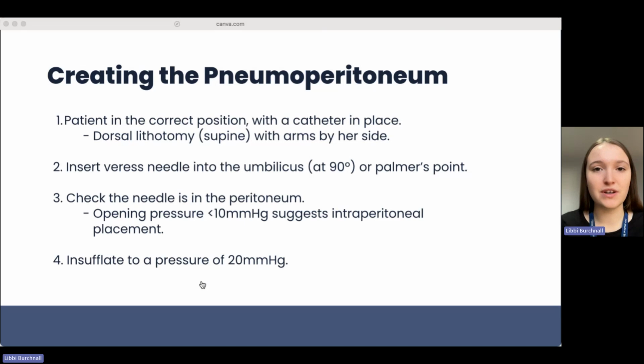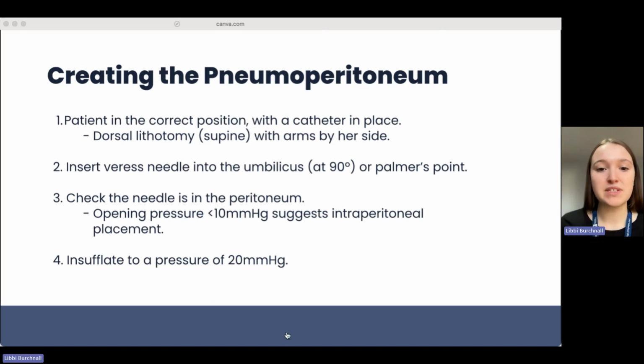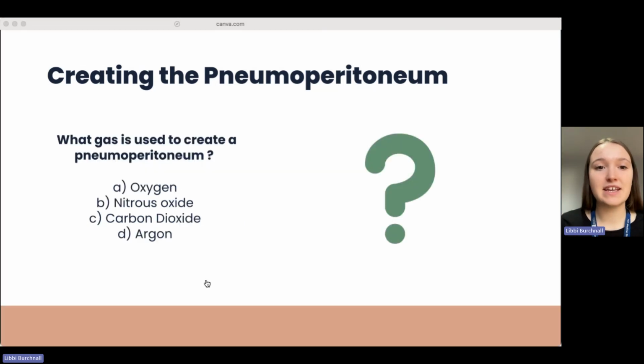So that's a bit of a whistle-stop tour. You should see more of that in your surgery rotation. So definitely ask the surgeon about that if you want to find out any more. But something that I want us to think about today is what gas is used to create the pneumoperitoneum. So have a think about it. Is it oxygen? Is it nitrous oxide? Is it carbon dioxide? Or is it argon? And we'll go through the answer now.